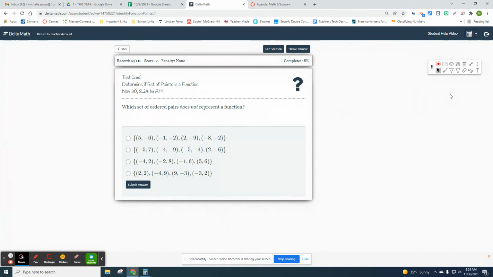So right here is what I'm talking about as far as does not represent a function. This is where you want to find a non-function. So 5, -1, 2, and -8, those are all different, so move on. -5, -4, -5. Oh, right there. If I have a -5 and a 7 and a -5 and a -4, that makes it not a function, because -5 is producing a 7 and producing a -4, and that's not possible.